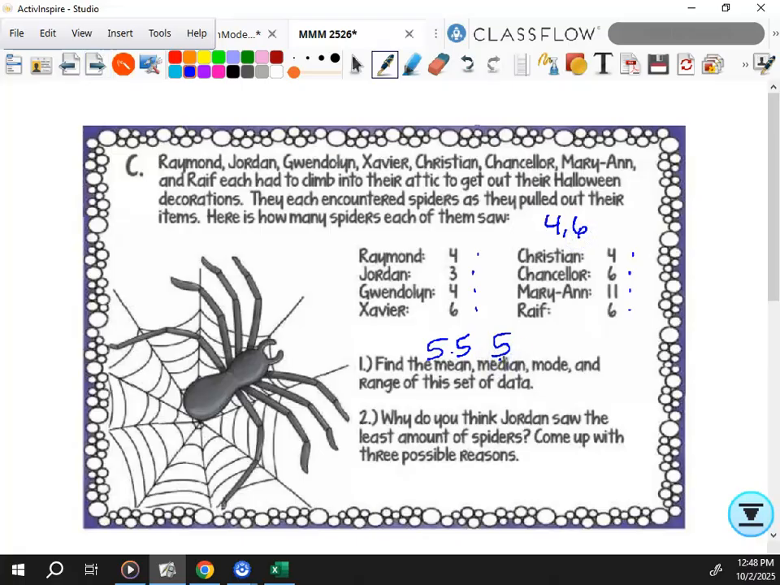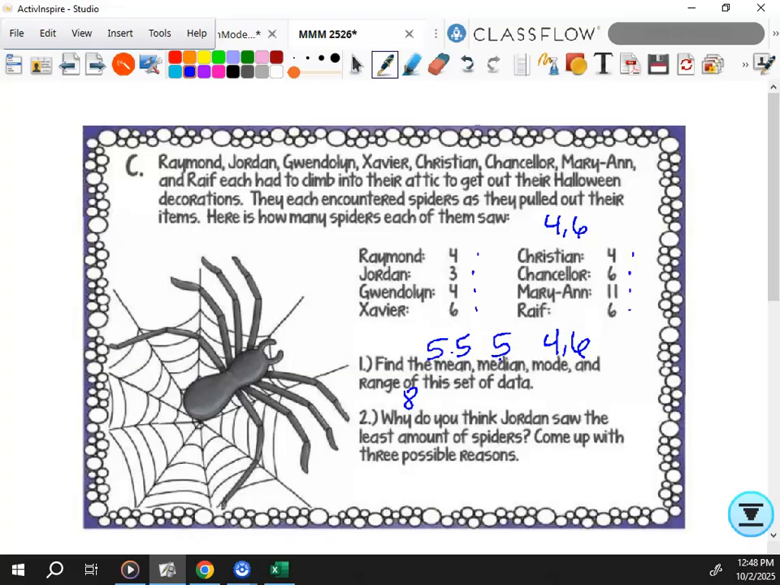What's the mode? 4 and 6. Good. You can have 2 modes. That is a possibility. So you can have no mode and you can have 2 modes. You can have 3 modes. It depends on what's happening there. And then the range here is what? 8. Okay. And just looking at the data, that all seems pretty reasonable, right? Even if you didn't do this question.